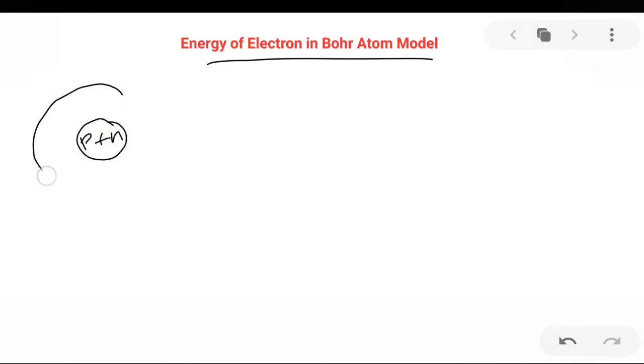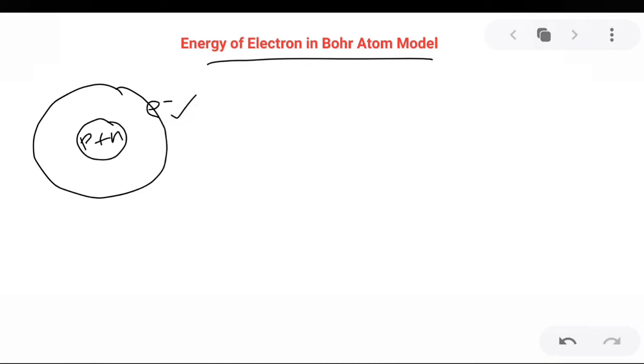Hi everyone. In this video, we will learn about energy of electron in Bohr atom model. Now, in an atom, you have the nucleus where you have proton and neutron, and the electrons are revolving around the nucleus in various orbits. This we have discussed in Bohr atom model. Now, we are going to calculate the energy of this electron.